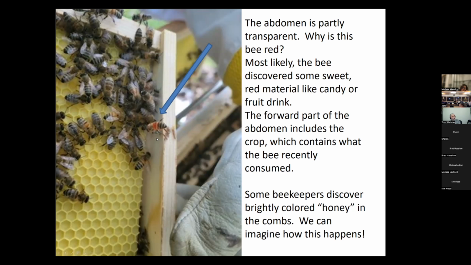Well, remember, the front part of the abdomen is the crop, and the crop is full when the bee is coming home full of some kind of liquid. And why is it red? Well, the abdomen is somewhat transparent, and probably this bee discovered some sweet material like candy or fruit drink, which was out who knows where available to it. Bees will collect this stuff. And since the bee is slightly transparent, it's apparent.